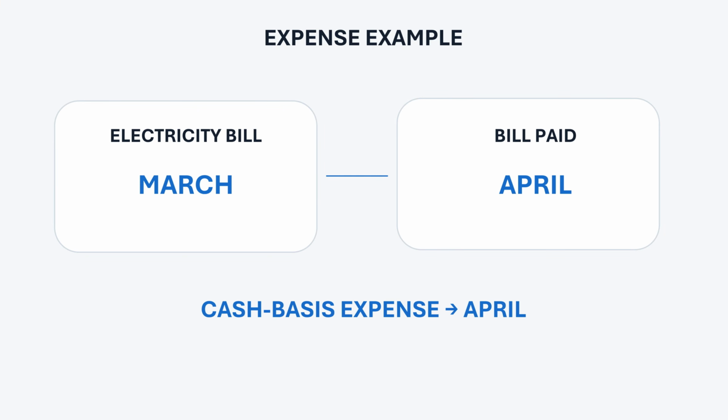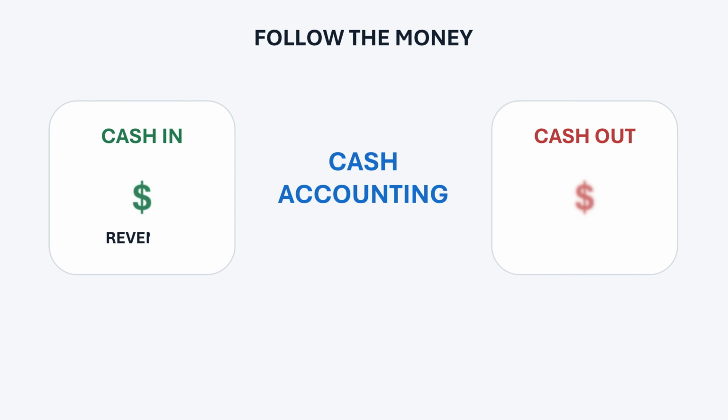Now let's look at the other side: expenses. The consultant receives an electricity bill in March, but he doesn't actually pay that bill until April. Under a straightforward cash basis approach, we again follow the cash. So the expense is generally recognized in April when the payment is made. It's the same basic principle as our revenue example. For revenue, we looked at when the cash came in. For expenses, we're looking at when the cash goes out.